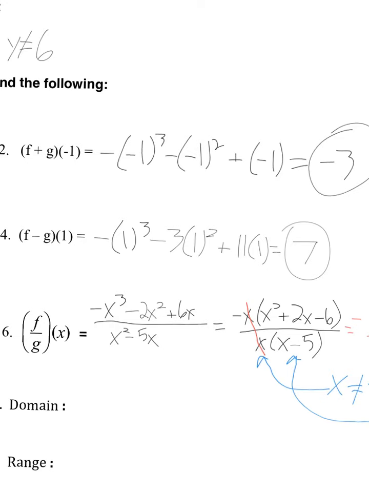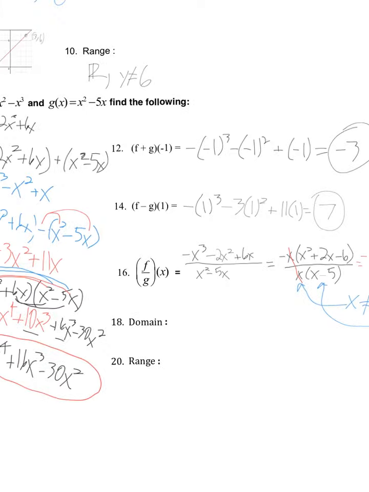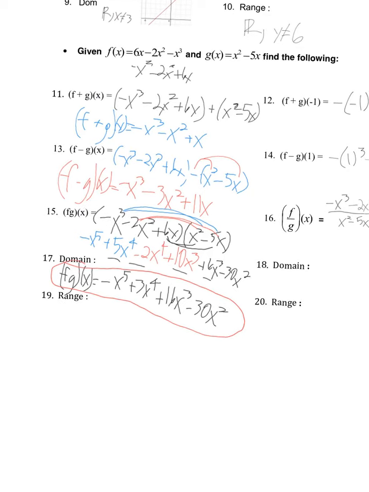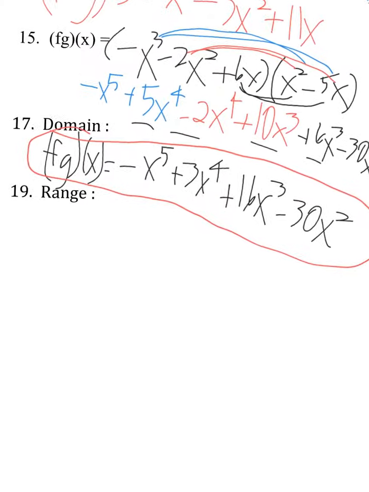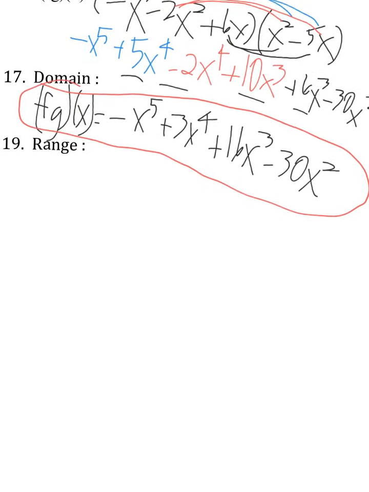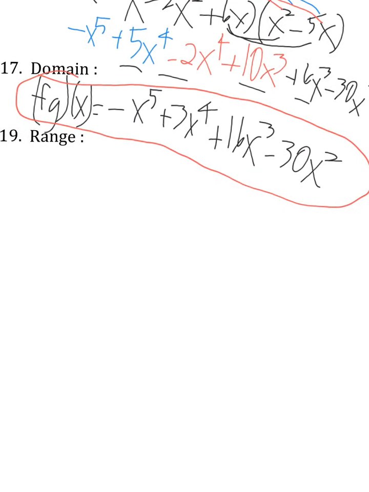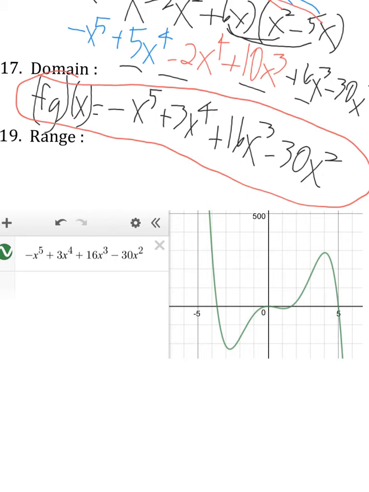So plugging in -1 into the f plus g got me a -3. Plugging in +1 into the f minus g got me +7. That's all there is to that. The next thing we need to do is identify the domain and range of your f times g function. So what we're going to do is we're going to graph it. So here it is graphed.